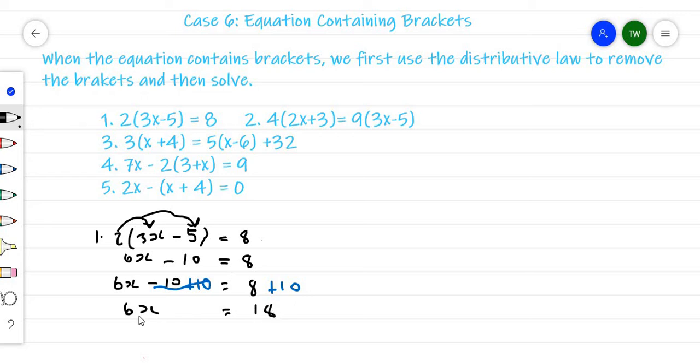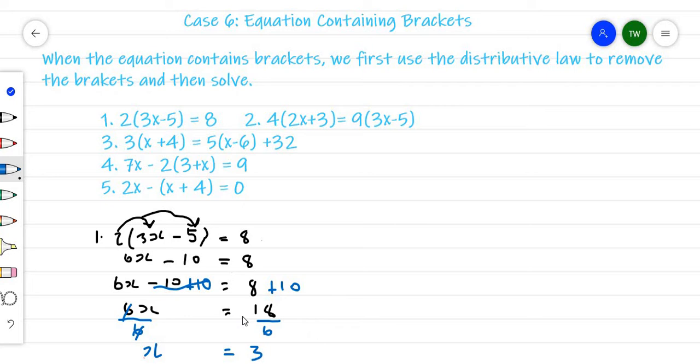In order to determine the value of x, I need to divide both sides by 6. So I'm going to divide this side by 6. And I'm also going to divide this side by 6. Remember that it is an equation, so whatever you do to one side, you have to do it to the other side. So 6 divided by 6, that's going to give us 1. So what we're left with here is just x. And 18 divided by 6, that's going to give us 3. So therefore, x is equal to 3.